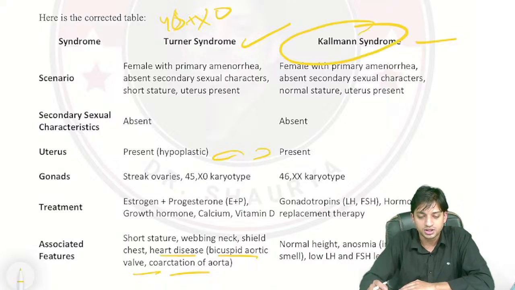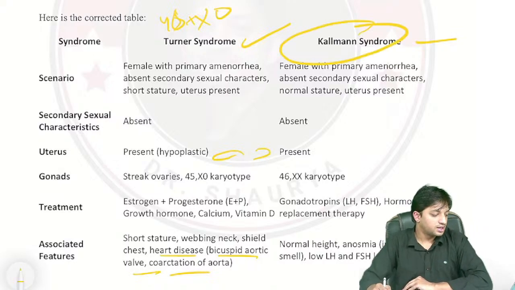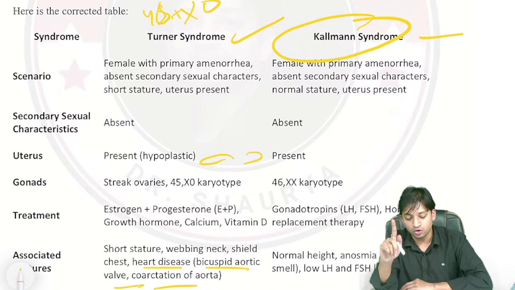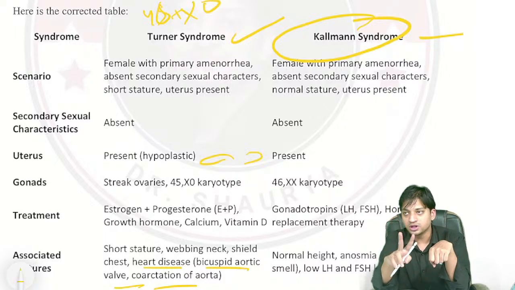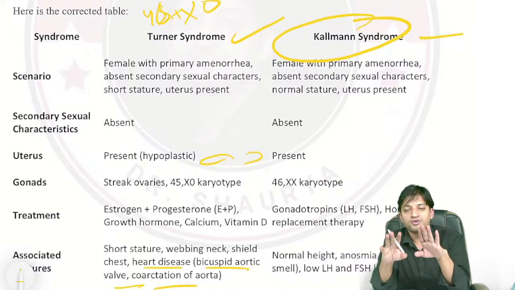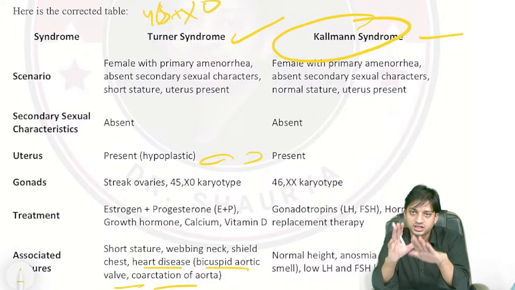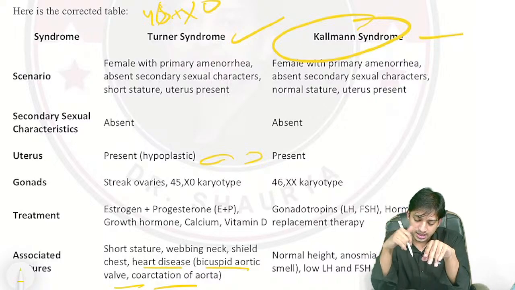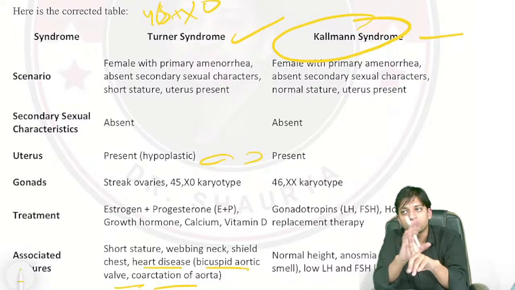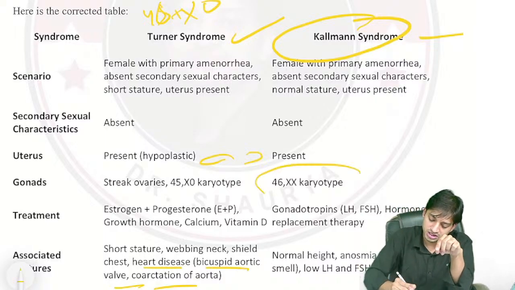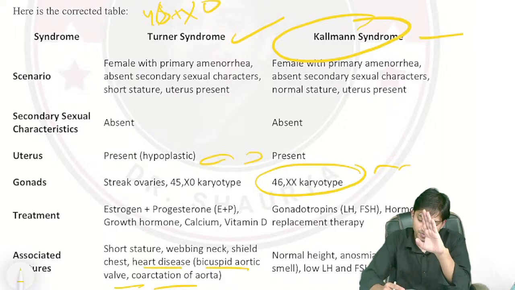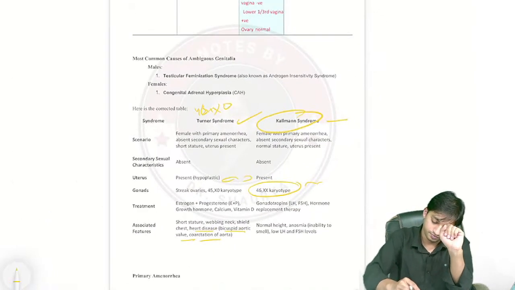Coming to Kallmann syndrome, what do you see? Here you have a female with primary amenorrhea. Listen, in Turner and Kallmann, both females will have primary amenorrhea, but apart from that, in Kallmann syndrome there will be absence of secondary sexual characters, right? Along with that, the uterus will be present. The karyotype will be normal in Kallmann syndrome, that is 46XX. Height and everything else will be normal.